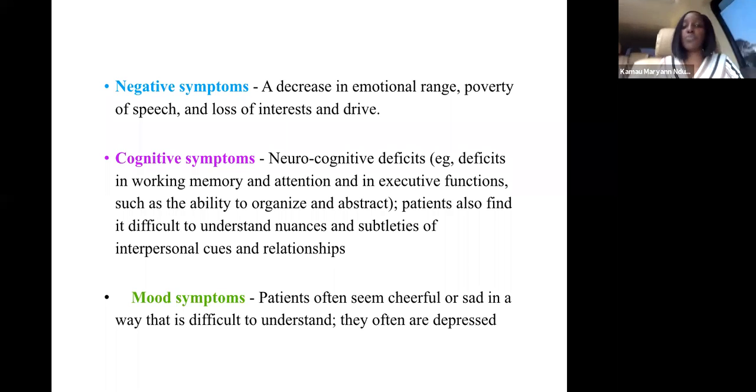So, negative symptoms. Again, we have decreased emotional range, poverty of speech, and loss of interest and drive. We also have cognitive symptoms, which are neurocognitive deficits in working memory, reduced attention, and impaired executive function, such as the ability to recognize and abstract. So they find it hard to understand and maintain interpersonal relationships. Then they have mood swings. These patients often seem cheerful or sad, and most of the time they're depressed.